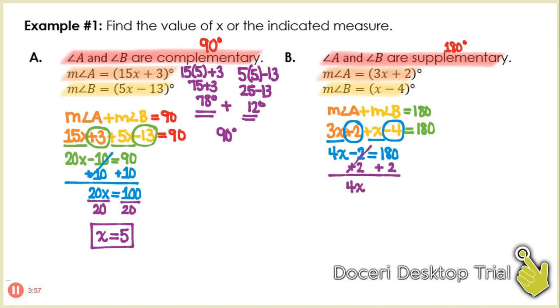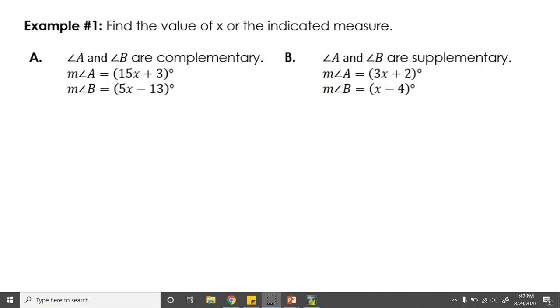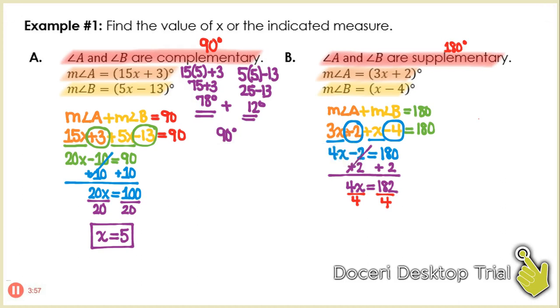So I now have 4x equals 182. And then my last step will be to take 182 and divide it by 4. And 182 divided by 4 is going to give us 45.5. So x is 45.5.